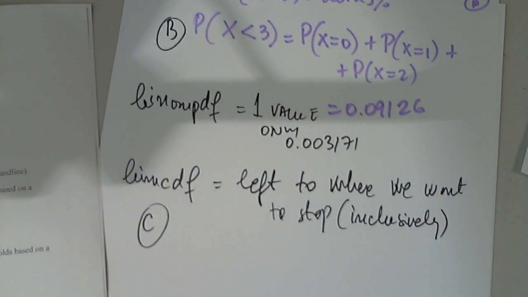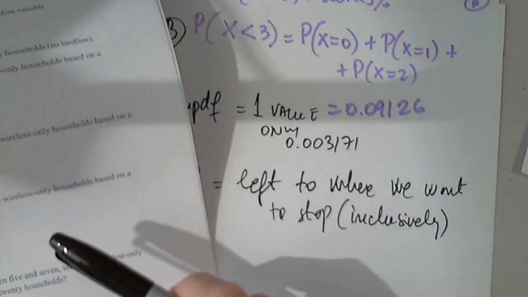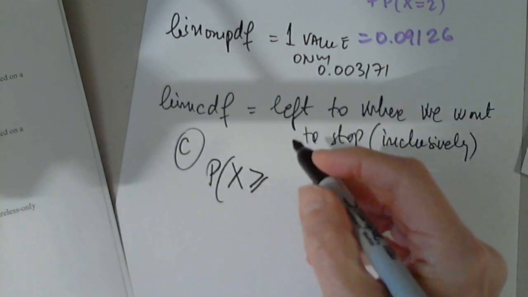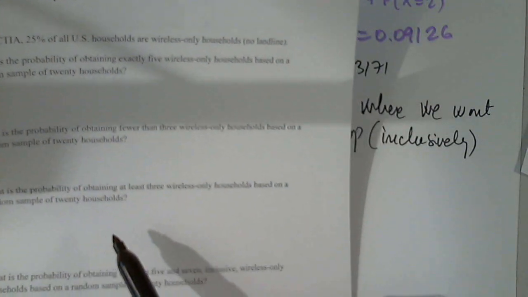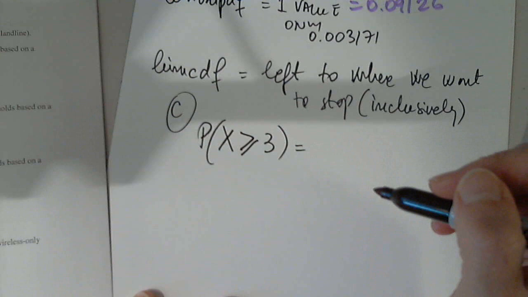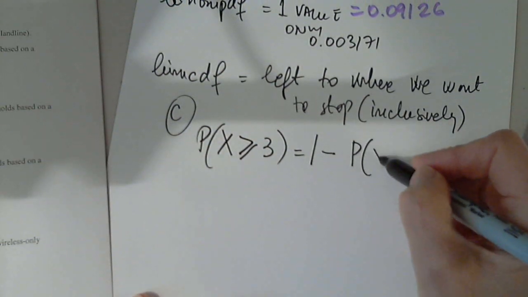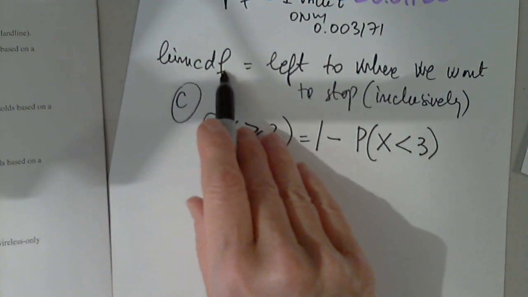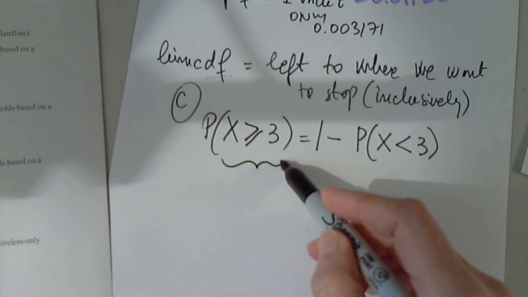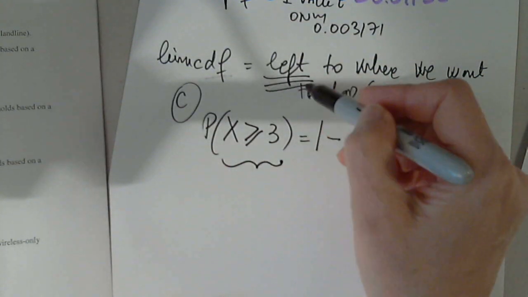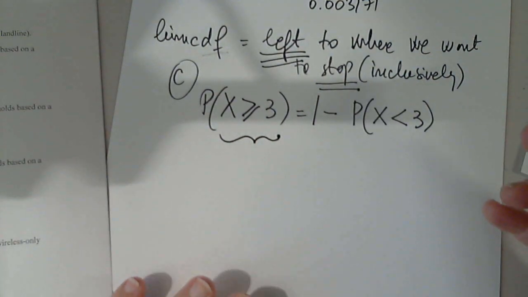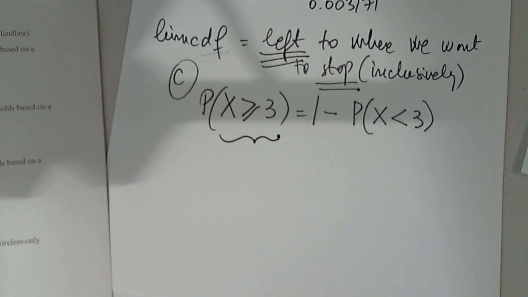Now let's move on to part C. What is the probability of obtaining at least 3 wireless only households based on a random sample of 20? That will mean 1 minus the probability for x to be less than 3. Careful, the CDF will not calculate this. It's from left to where you wanted it to stop, not from 3 to where you wanted it to go. So careful.